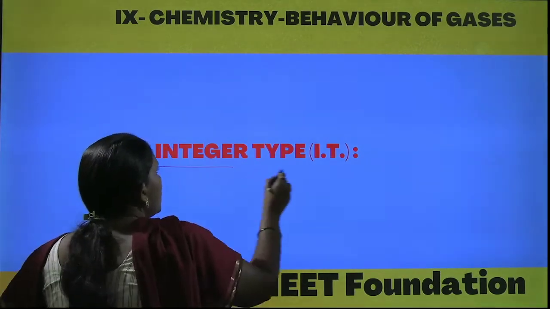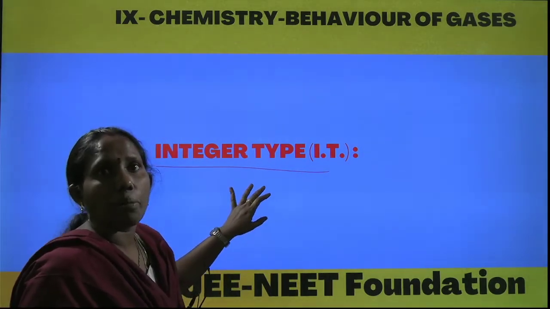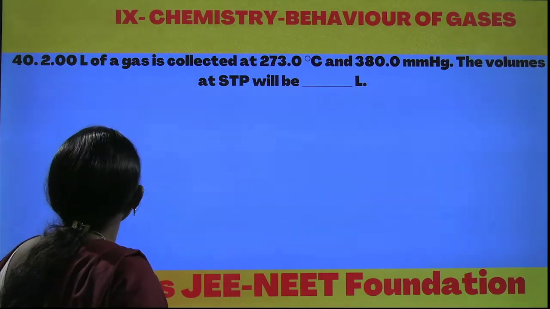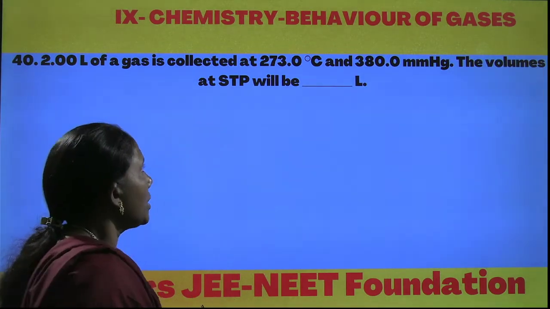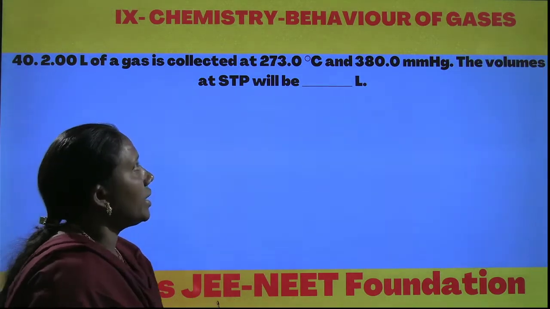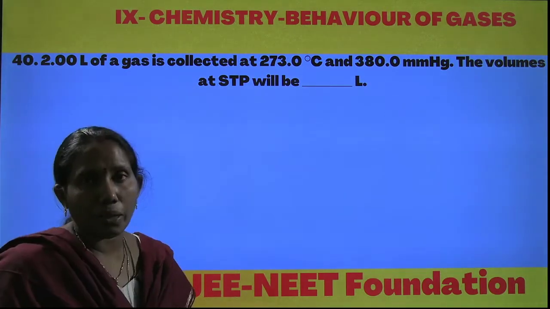Next we are going with integer type of questions. Okay, let's see integer type of questions. First one, 2 liters of a gas is collected at 273 degrees Celsius and 380 mm of Hg. The volume at STP will be.